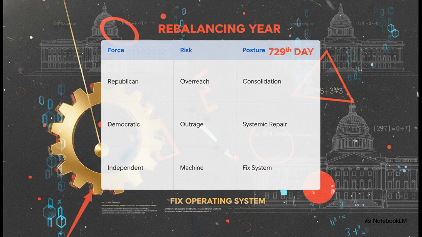Expansion is a trap. For Democrats, the risk lies in framing the election simply as a disruption fueled by outrage. To succeed mathematically, they must posture themselves as grounded agents of systemic repair and household security. And for independents, well, their ultimate posture is crystal clear. It's saying, I'm not here to join the partisan machine. I'm here to fix the operating system. The ultimate winners of 2026 will be the pragmatic repairmen, not the disruptors.